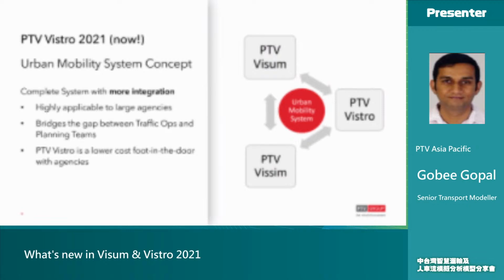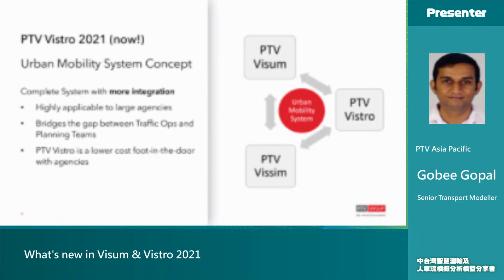So the PTV concept is more focused on an urban mobility system, a complete system with more integration, highly applicable to large agencies like government authorities and road authorities. It bridges the gap between traffic operations and planning teams. PTV Bistro is a low-cost tool for agencies.